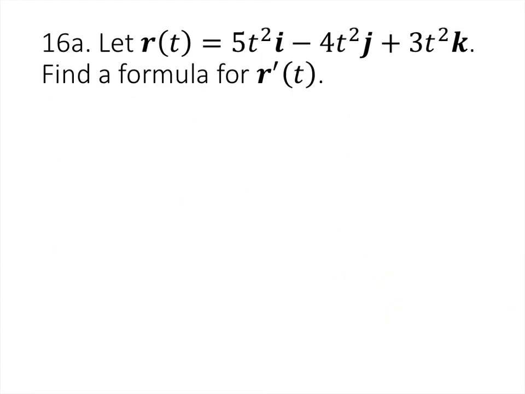For this one, we're given a vector-valued function and asked to find a formula for r prime. All we need to do is take the derivative in each component. The derivative of 5t squared is 10t, the derivative of 4t squared is 8t, and the derivative of 3t squared is 6t.